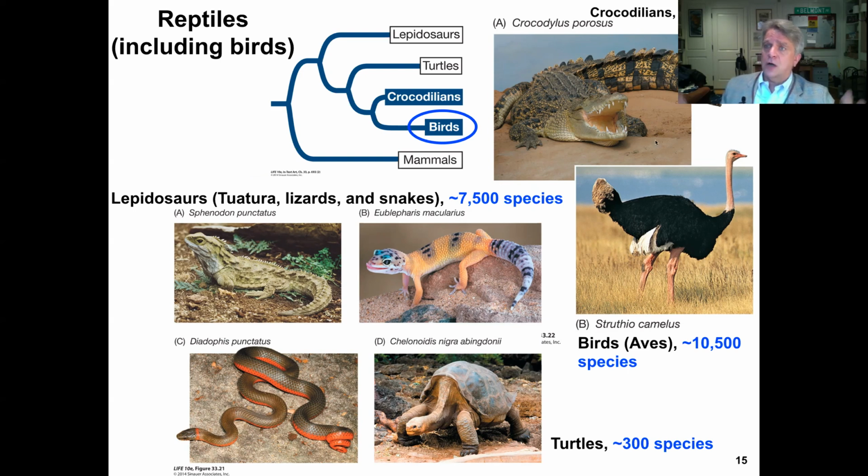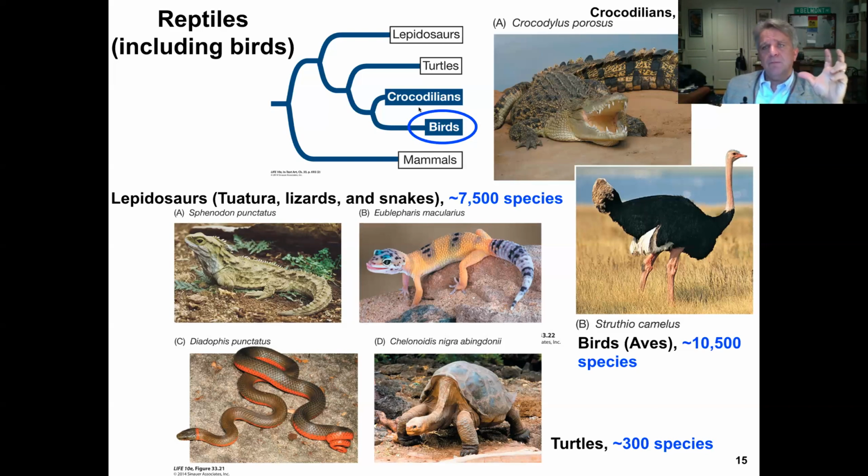So there are an order of magnitude fewer turtles than there are lepidosaurs. By the same token, if we look at the number of species of crocodilians, there's only 24 species. So crocodilians have 2 orders of magnitude less species diversity than lepidosaurs. However, crocodilians and birds are sister lineages, that is, relative to the lineages that are alive today.